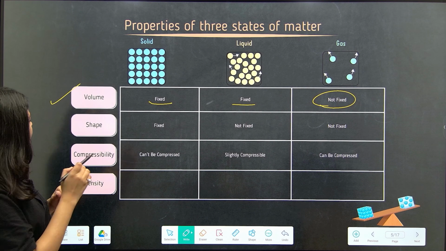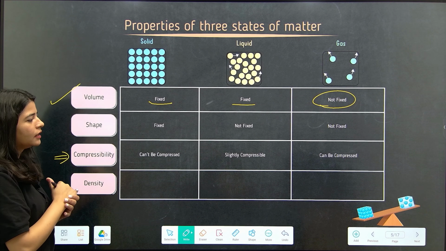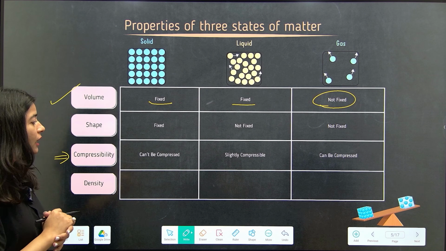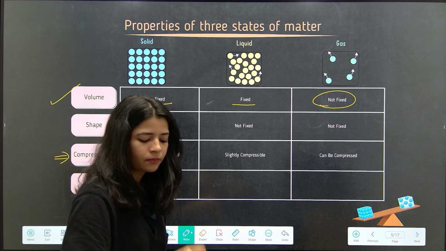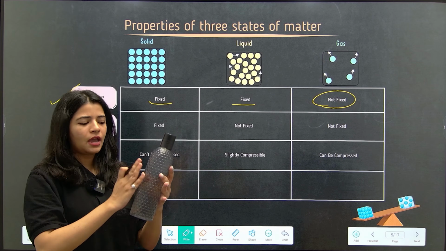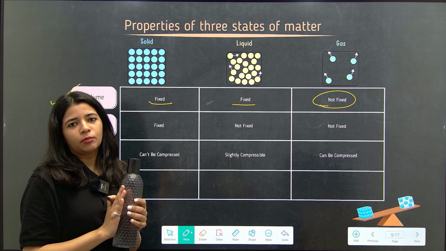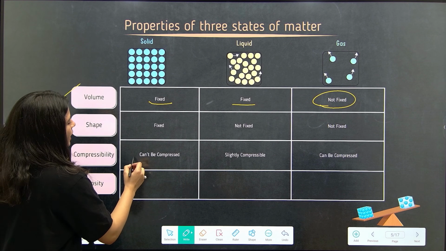Next, let's take compressibility. This also I explained to you at the beginning of this chapter. I have a bottle, which is made up of solid. I try to compress it and I am unable to. So solids are incompressible. They cannot be compressed.